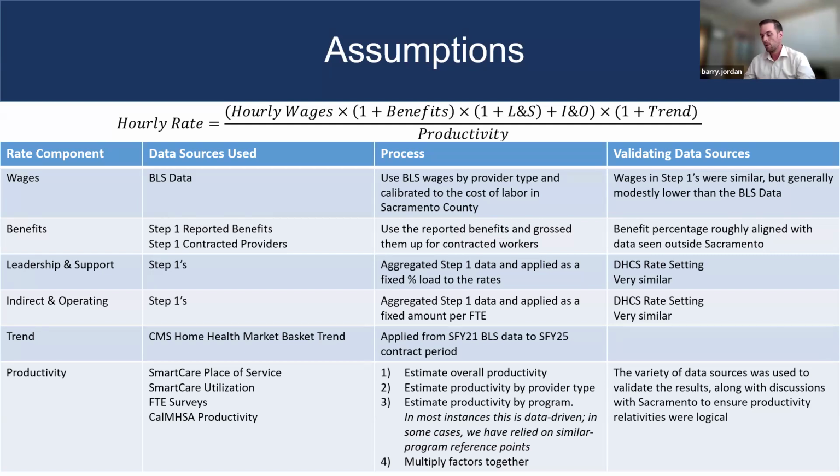So starting with an overall productivity amount, breaking that out into provider type and program differences, we then multiply the factors together to get to an amount that is specific to the program and provider type level. And the variety of data sources that were used here were used to validate the results. And this also included several discussions with Sacramento County to ensure that the productivity relativities that we arrived at were logical and made sense for the various programs.